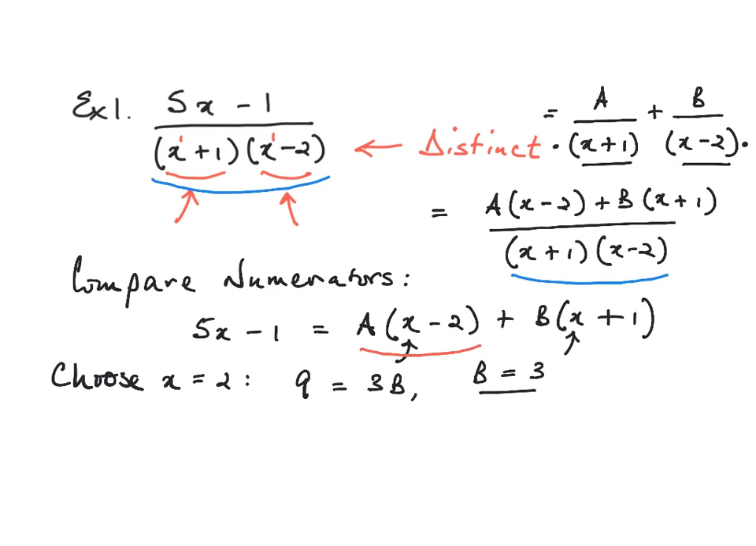What other value of x can I choose? Well, if I choose in this position x equals minus 1, it'll have a similar effect. So 5 times minus 1, I'm evaluating the left hand side, 5 times minus 1 is minus 5, minus 1 is minus 6. Now if I put minus 1 in here, what do I get? I get minus 3, minus 3a, and a then has the value 2.